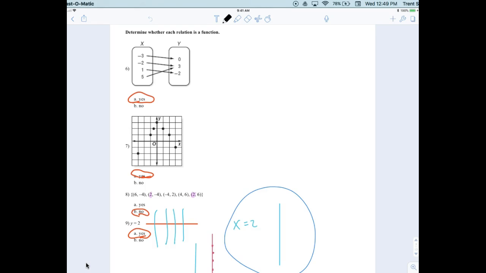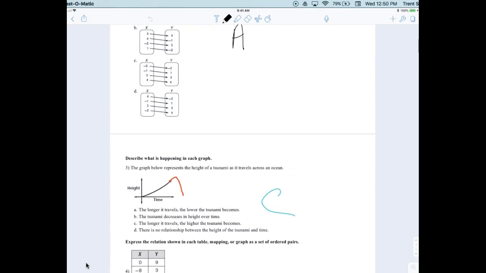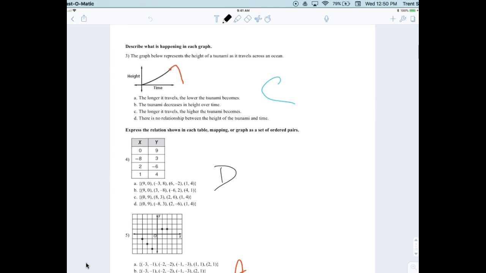So for number 6, I got A. For 7, I have A. For 8 is no. And remember, 9 is yes because it's a horizontal line. Was number 2 and 3 A and C? Yes. Stay with me.